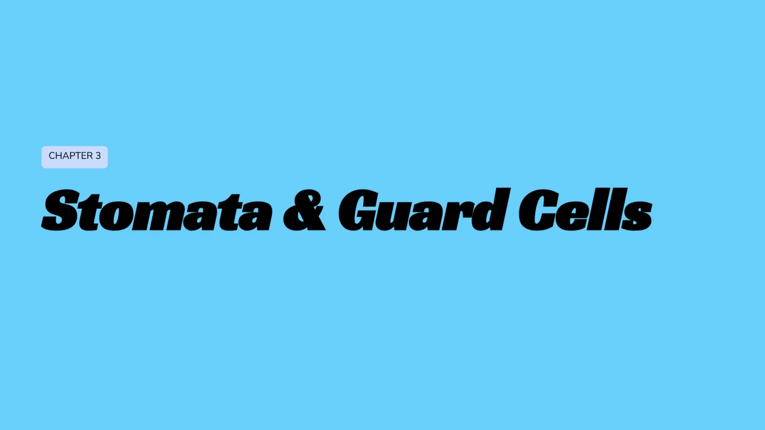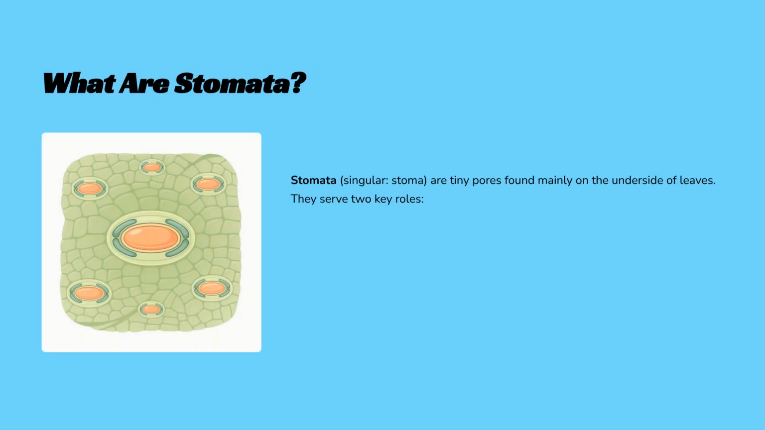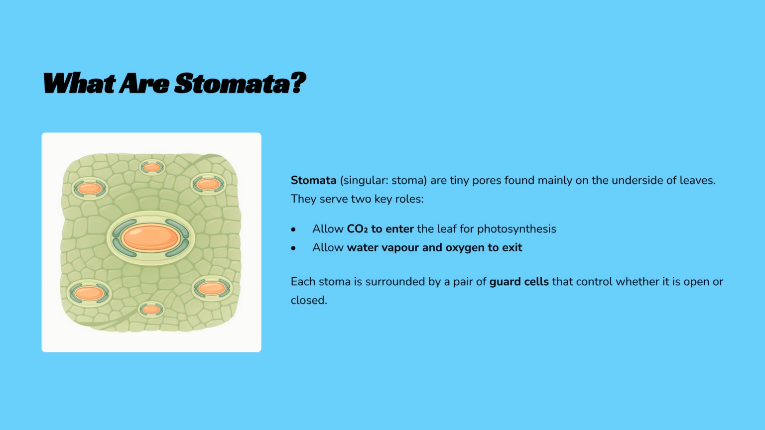In the next chapter, we will look at stomata and guard cells, which are how plants open and close their pores to control water loss. Stomata are tiny pores, mainly on the underside of leaves. They allow carbon dioxide to enter for photosynthesis and allow water vapor and oxygen to exit. Guard cells surround each stoma and control whether it is open or closed.